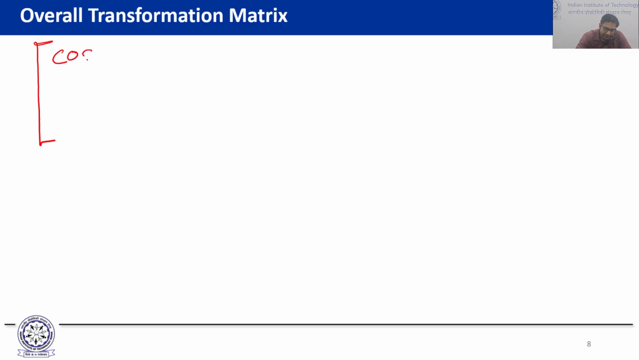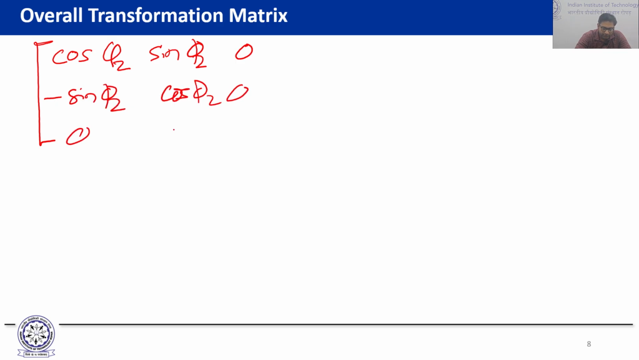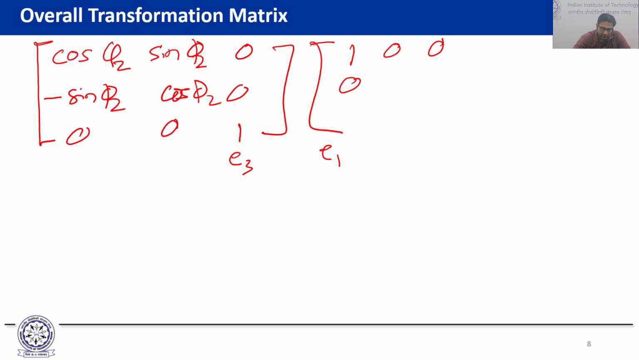So this can be written here as cos of phi 2, sine of phi 2, 0, minus sine of phi 2, cos of phi 2, 0, 0 and 1. Okay, so this corresponds to one rotation. Then the other rotation, which is about the E1 axis, so this rotation is about the E3 axis, this rotation is going to be about the E1 axis. So this becomes 1, 0, 0, this becomes 0 and 0.